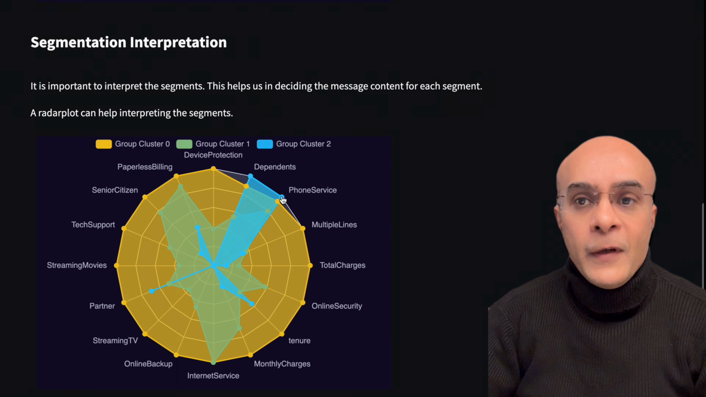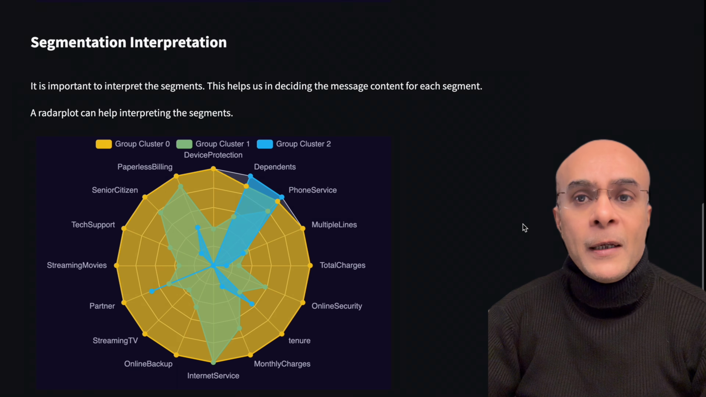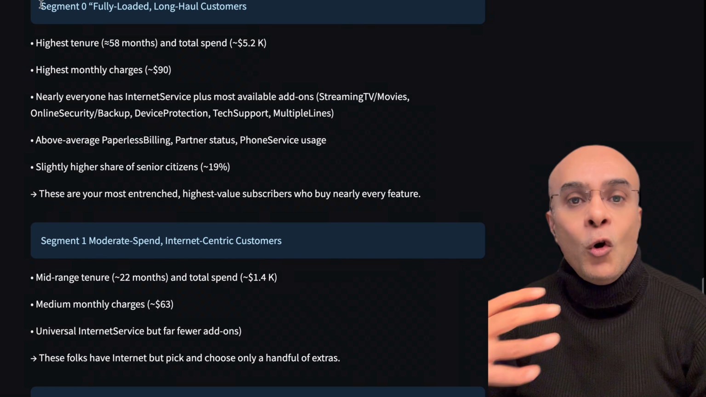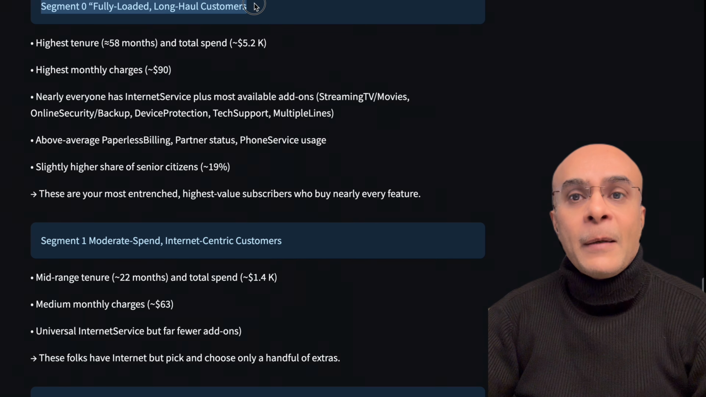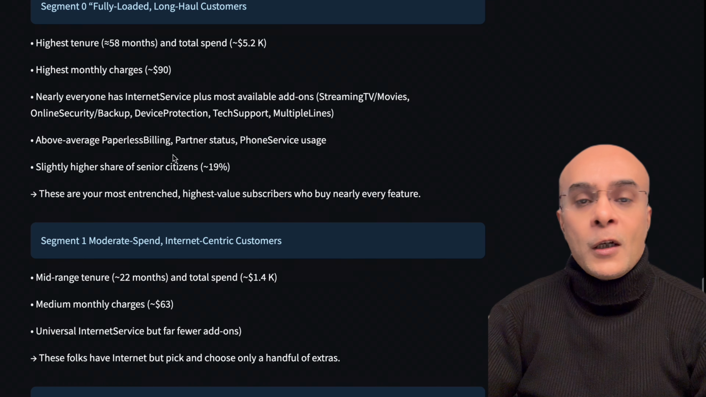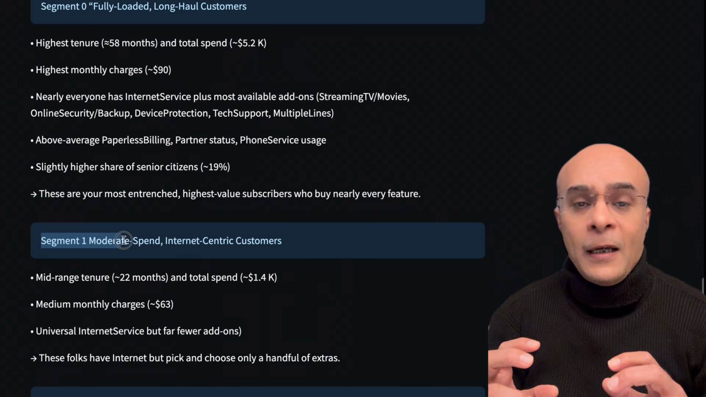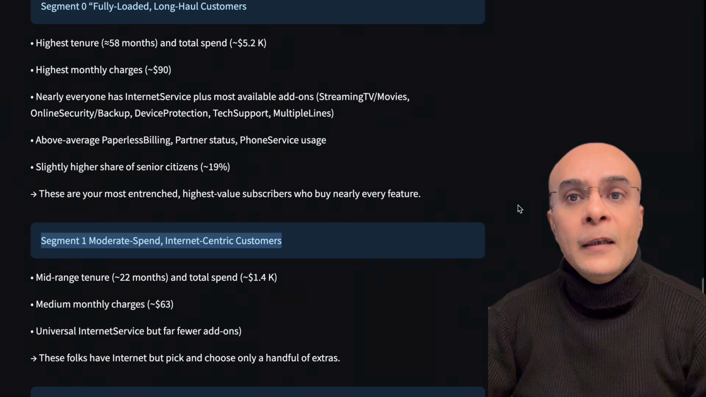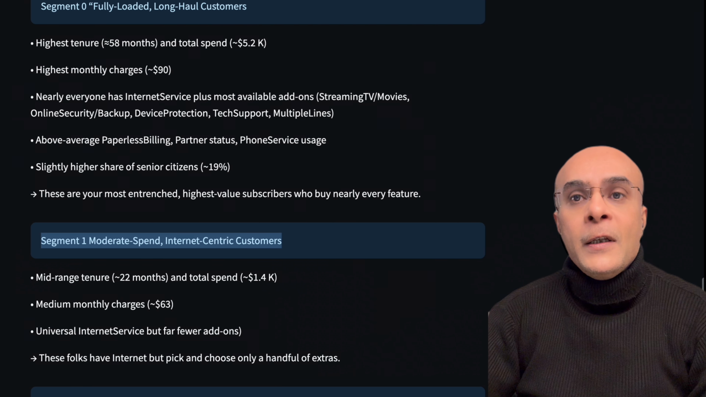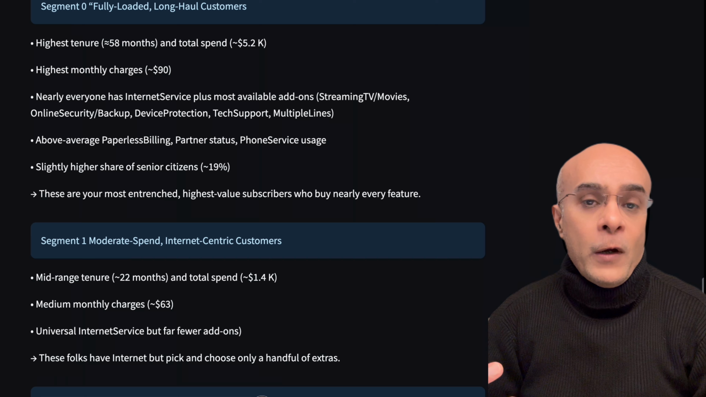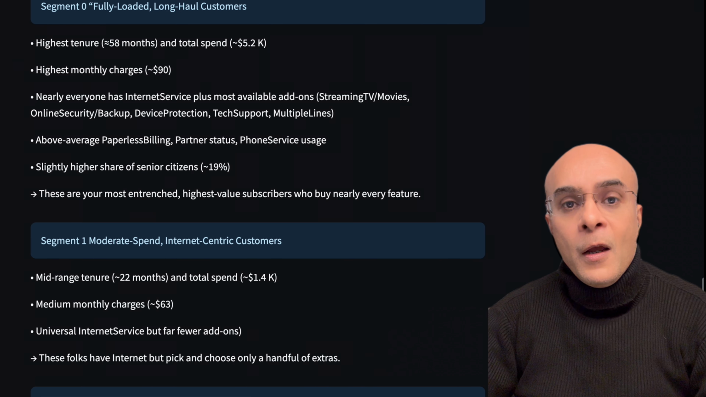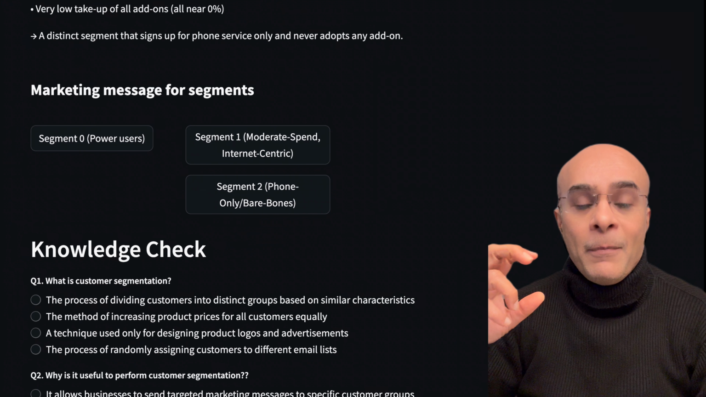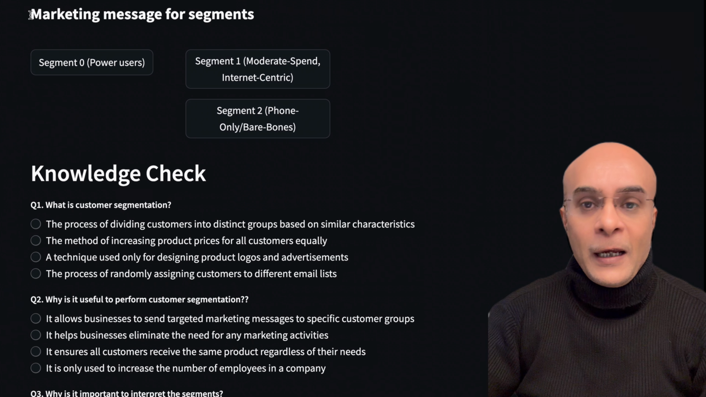So based on this, we can now interpret the segments. Segment 0 corresponds to the fully loaded customers who have all the services. Segment 1 corresponds to the customers who moderately spend and are just internet focused; they just have internet based services. And then you have segment 2, which is the bare bone customers who have just phone services. Now, as we know what these segments mean, we can create a message for each of these segments.